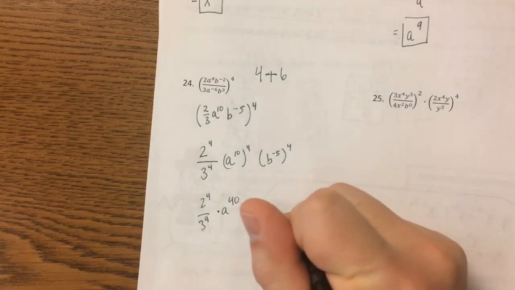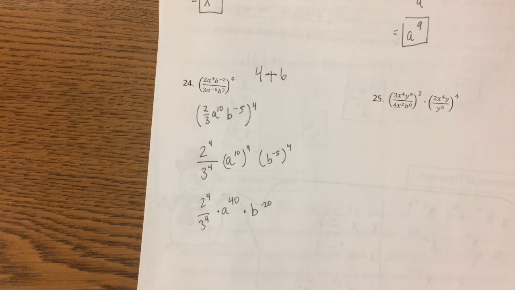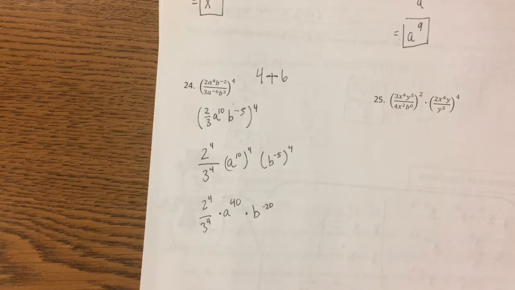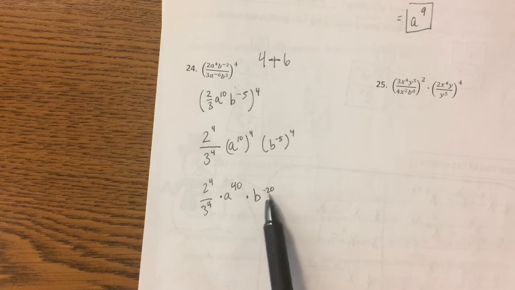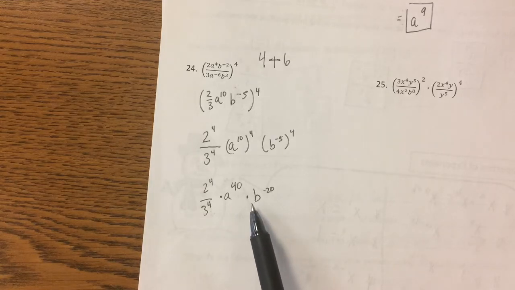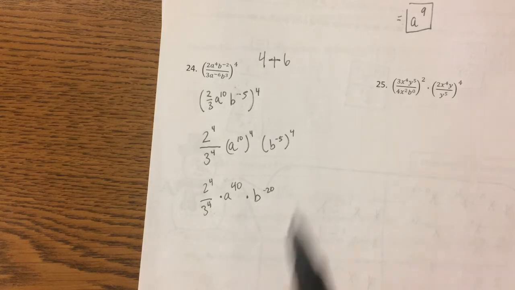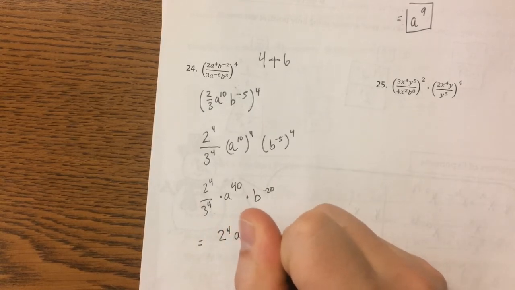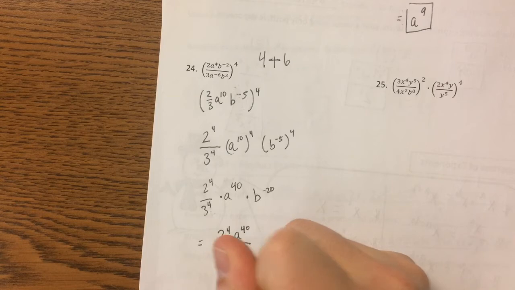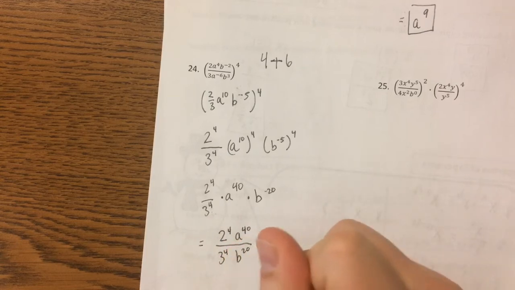Negative 20, good. Okay, so now we're just going to put everything back together into one big fraction. Since the a has a positive exponent, that's going to end up in the numerator. B to the negative 20th, to rewrite that as a positive exponent, needs to go in the denominator. So this will be 2 to the 4th times a to the 40th over 3 to the 4th times b to the 20th.